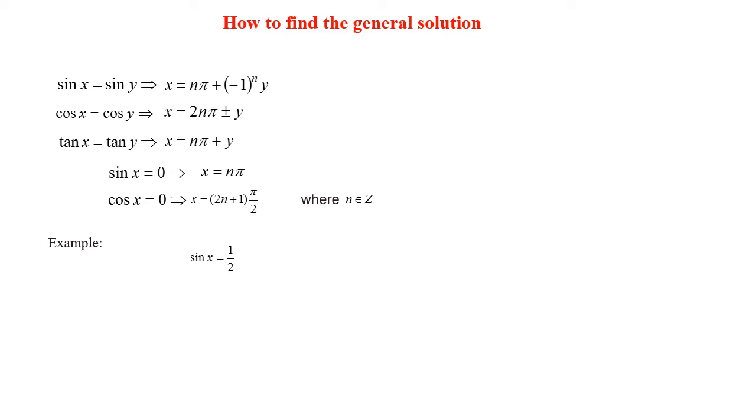So let's take an example. Sin x is equal to 1 by 2. We can write it as sin x is equal to, quite familiar now because we have discussed it previously, sin pi by 6 is 1 by 2. So we have written it as sin pi by 6. You can see here the sin x is equal to sin y format. We can take the first statement. So the general solution will be x is equal to n pi plus minus 1 the whole power n into y. Here our y is pi by 6. So x is equal to n pi plus minus 1 the whole power n into pi by 6. So this is our general solution.